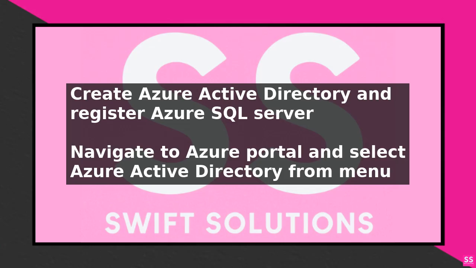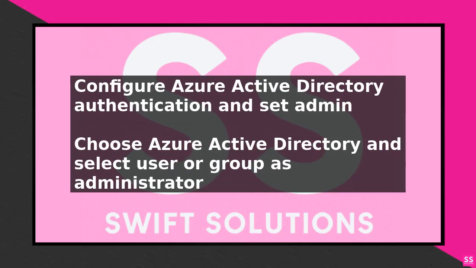First, you need to create an Azure Active Directory and register your Azure SQL Server. To do this, navigate to the Azure portal and select Azure Active Directory from the navigation menu. Create a new directory or use an existing one. Then, register your Azure SQL Server by selecting SQL Servers from the navigation menu, choosing your server, and clicking on Active Directory Admin.